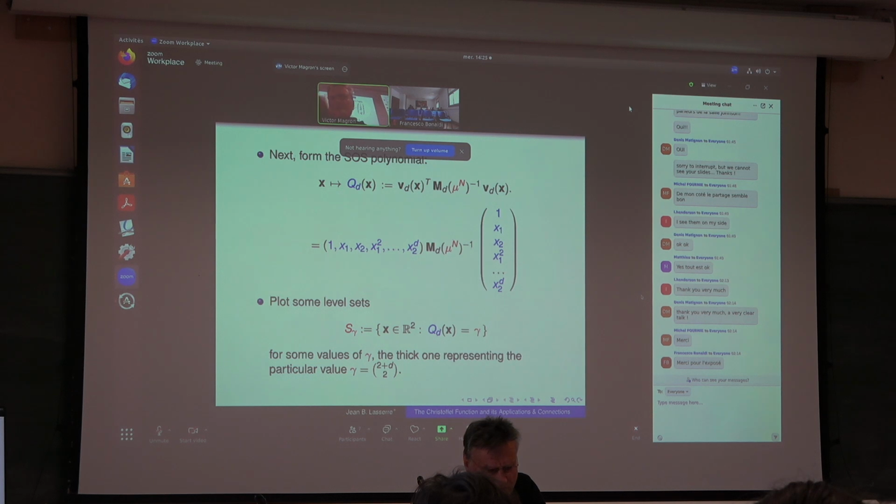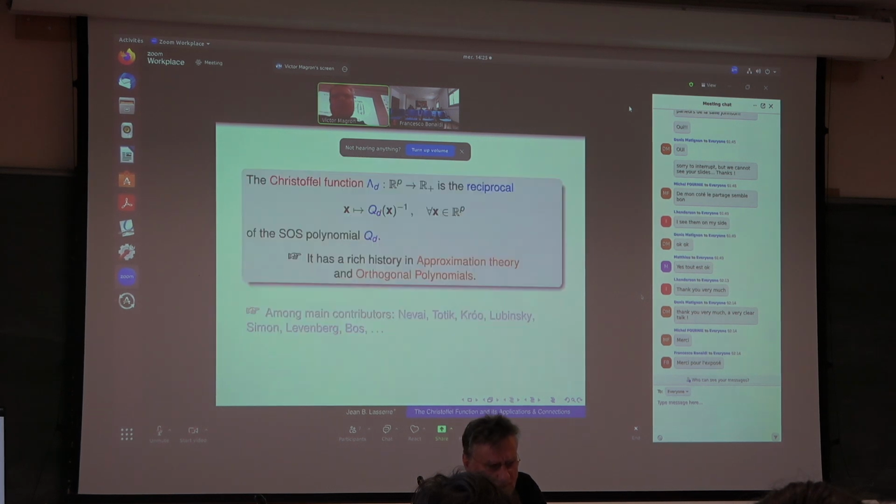And what is the Christoffel function? The Christoffel function is just 1 over this polynomial. Okay, it's a rational function, which is 1 over this polynomial. And as I said, there's a rich history in approximation theory and orthogonal polynomials, and many people in the area are mathematicians. But they were not using it for data analysis the way I did it for a cloud of points.